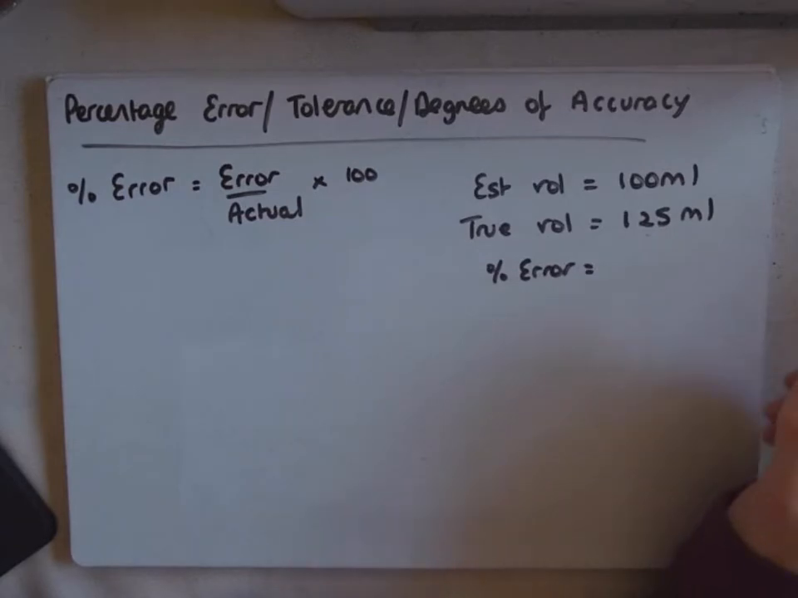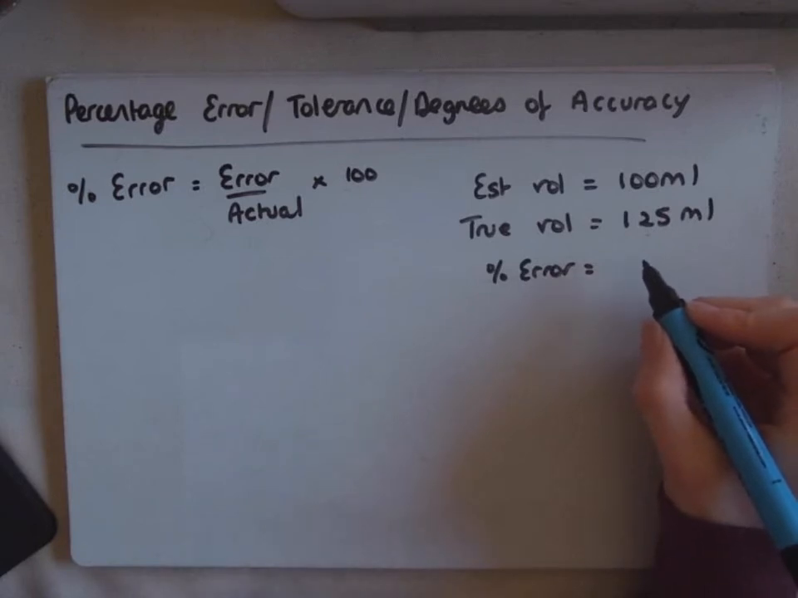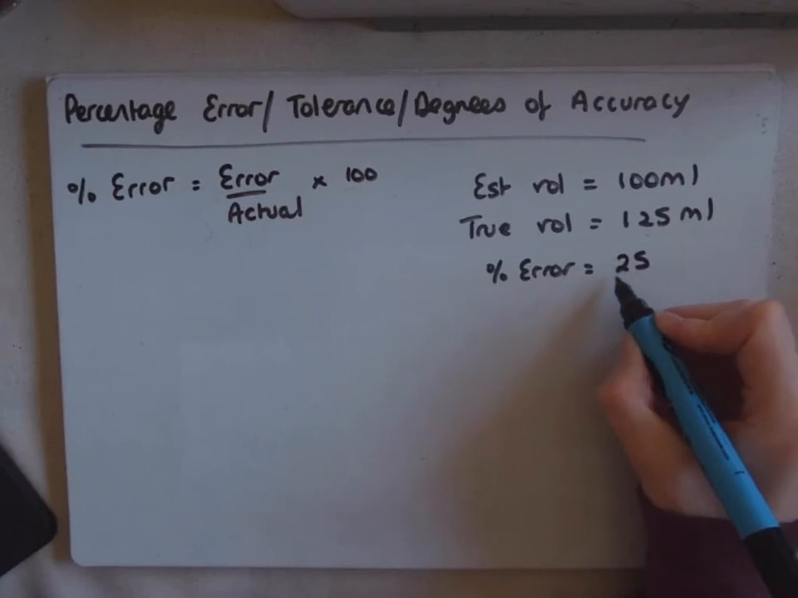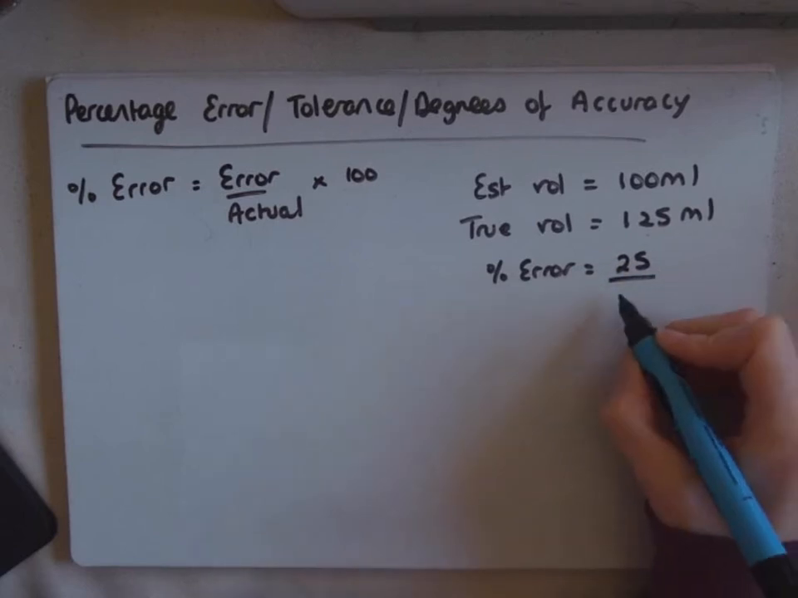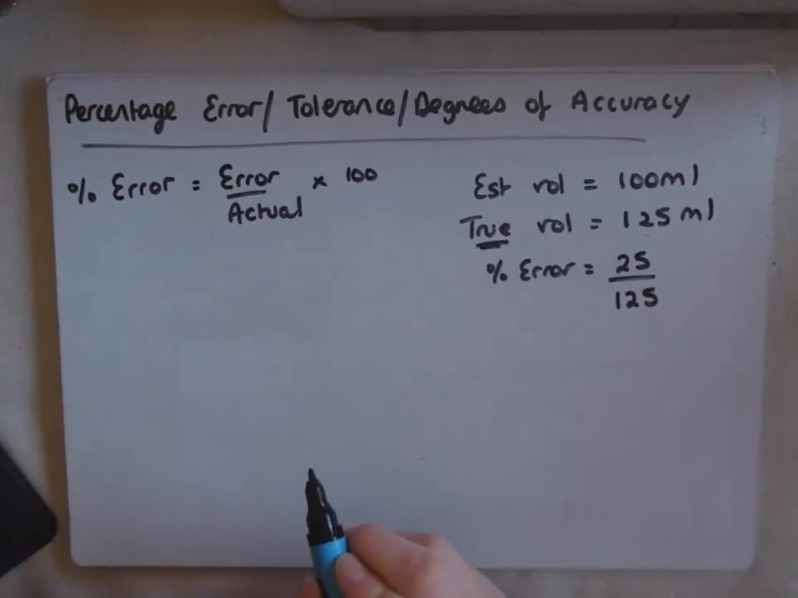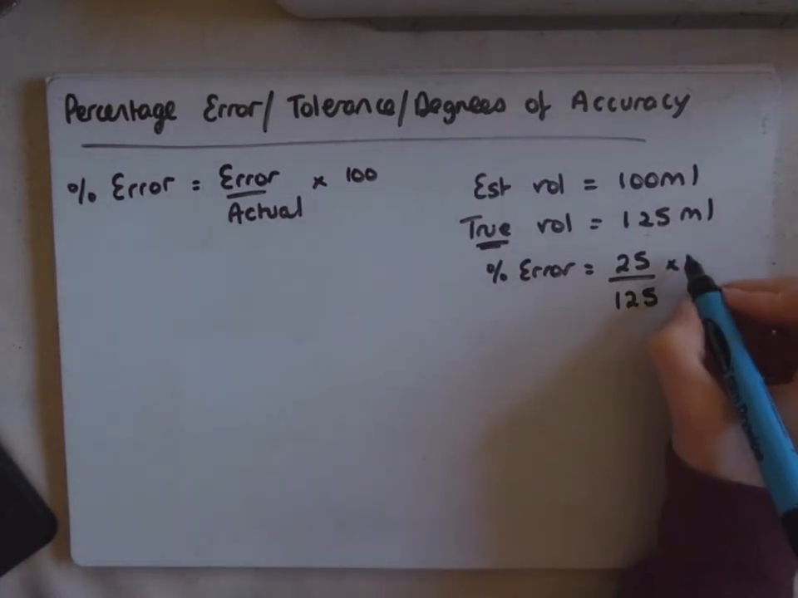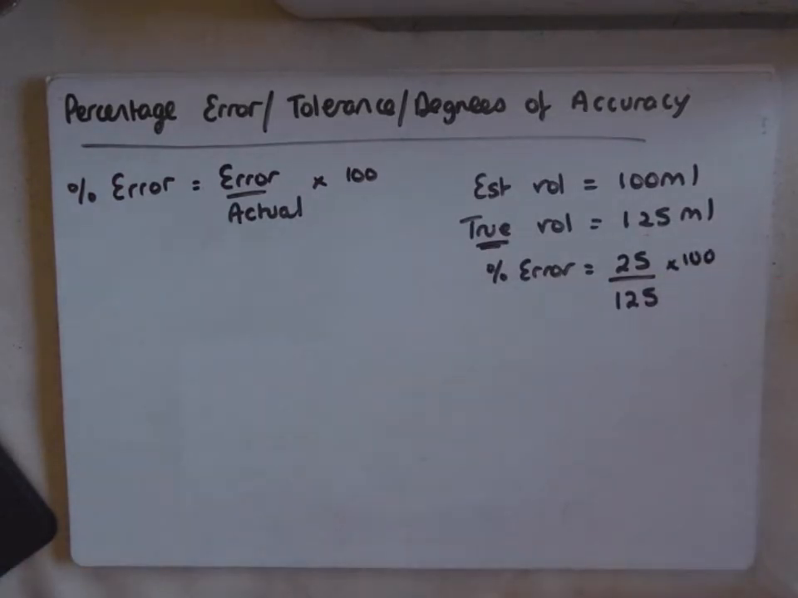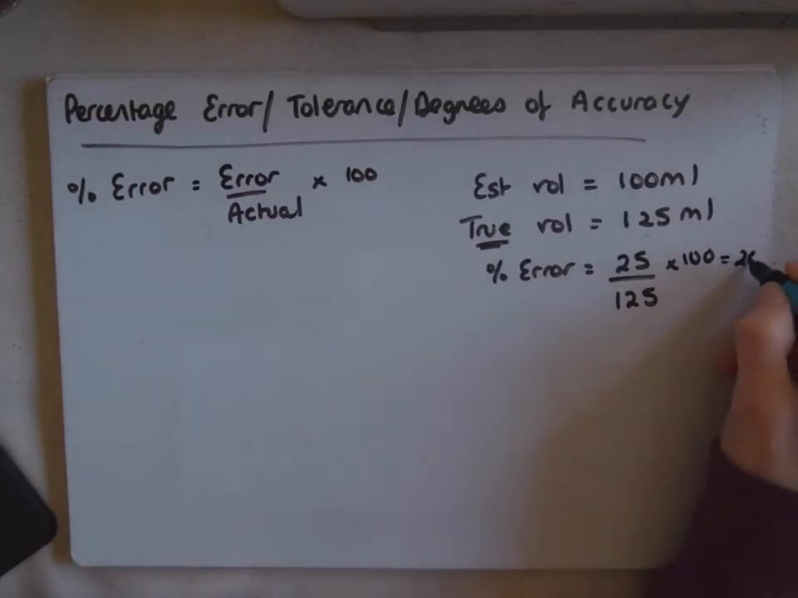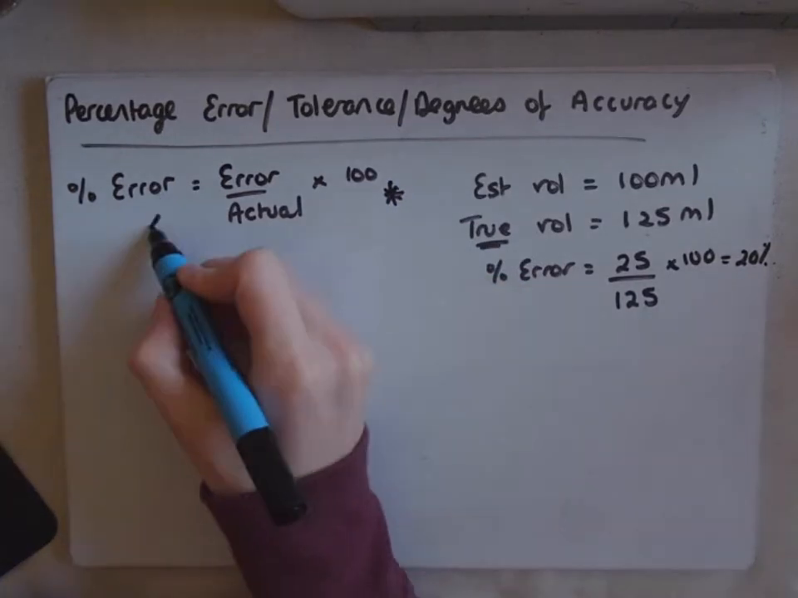So in this case, what would the percentage error be? What's your error? Go on. 25. Thank you. Over what's the actual volume? 125. So the actual is the true. It's not what you estimated it to be. It's what it actually is. Okay, and then you multiply that by 100. Okay, so in that case it's 20%. So that's a formula you need to learn. Okay, error over actual.